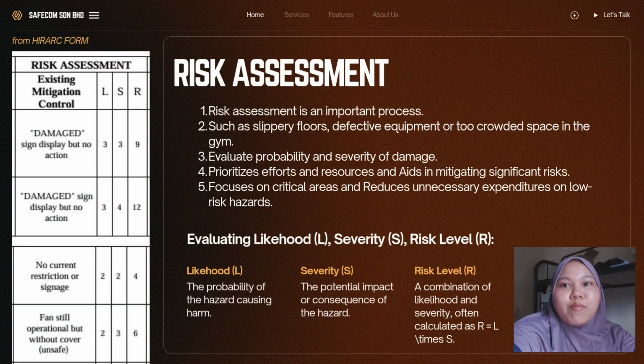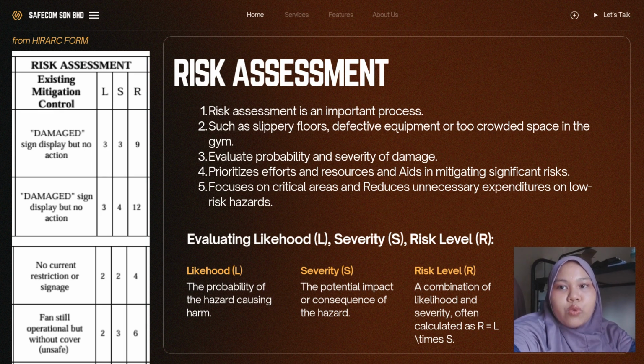Risk assessment is an important process in professional safety and health management, performing certain important functions. It begins with identifying potential dangers at work, such as slippery floors, defective equipment, or overcrowded space in the gym. Next step is to assess the risks related to it by evaluating the probability and severity of the damage they can cause. It helps identify which hazards pose the greatest threat, allowing organizations to prioritize their efforts and resources towards mitigating the most significant risks first.